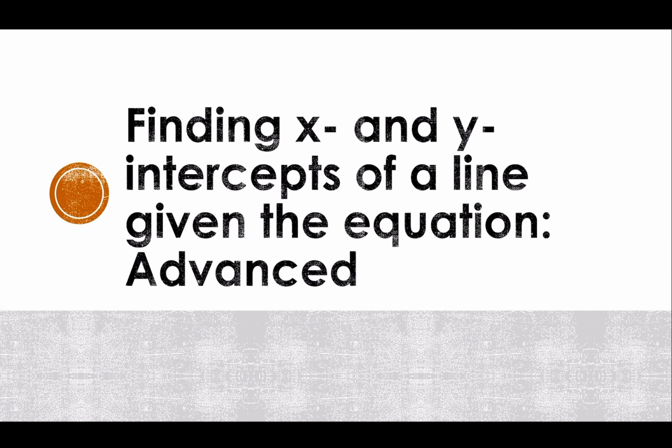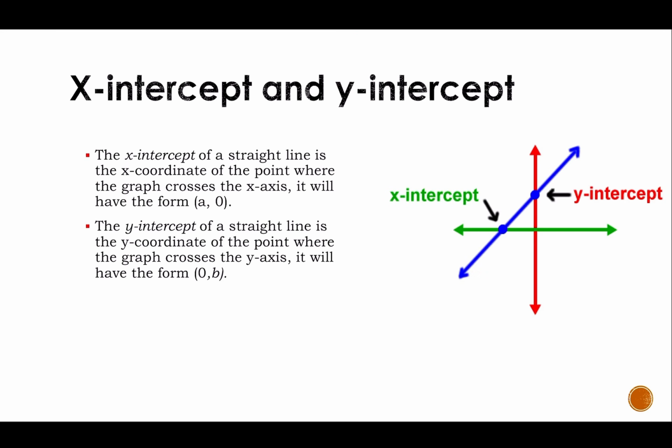This video covers finding x and y intercepts of a line given the equation, advanced. It's important to note that the x-intercept is where our graph crosses the x-axis, and our y-intercept is where our graph crosses the y-axis. The x-intercept of our line will always have the form where x equals some constant but y is 0, right?